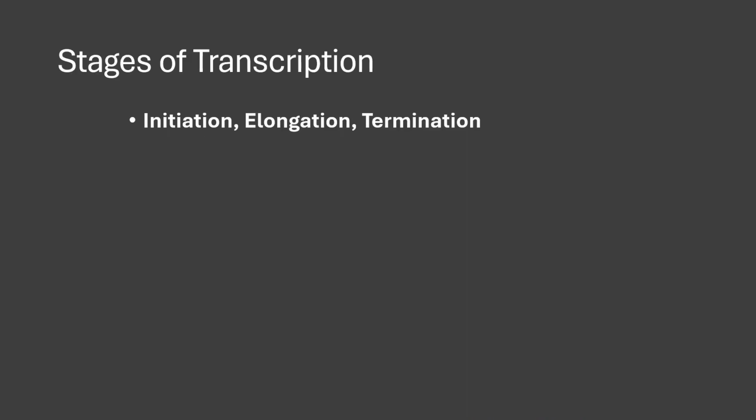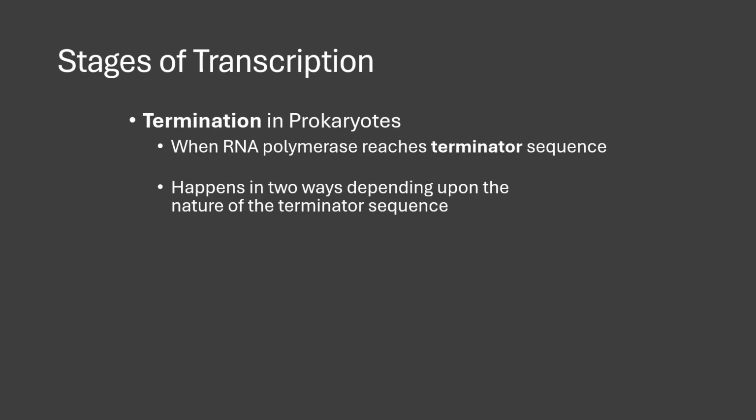So now we'll talk about termination. How do you stop this from happening? There's two different ways, and this happens in prokaryotes when an RNA polymerase reaches what's called the terminator sequence. Depending on which sequence is encountered, the mechanism for termination is different.